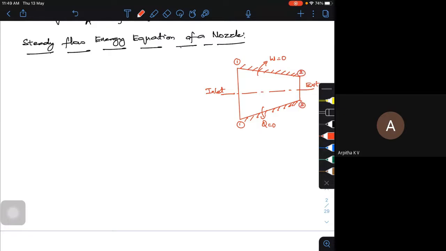If you want, you can put IR, ES exit also. So let's have some reference. If I call this some reference or datum, so this is my datum. The inlet will be at a height of Z1 and the exit is also at a height of Z2. If it is a horizontal nozzle, Z1 is equal to Z2. That is, low kinetic energy.